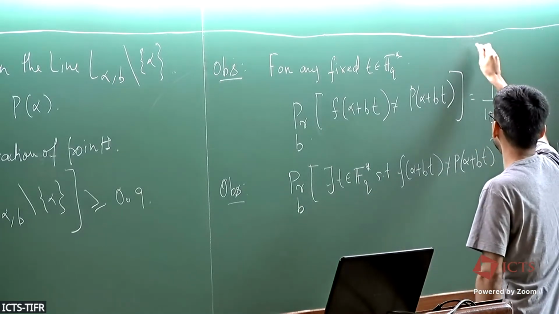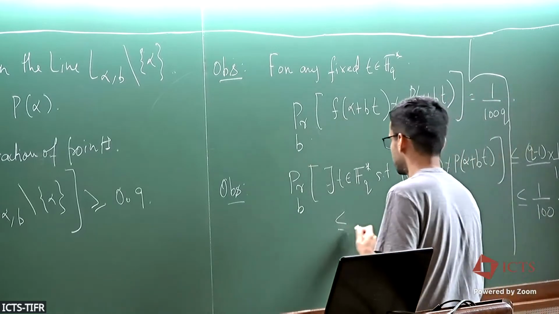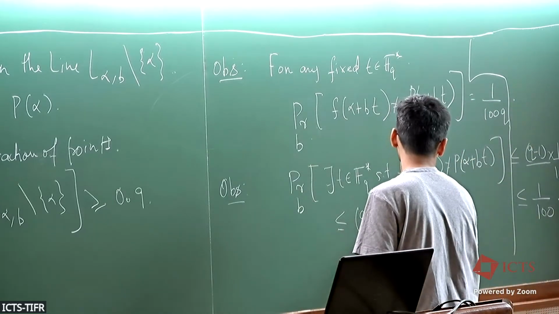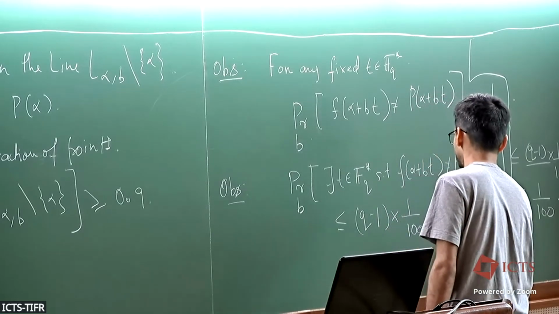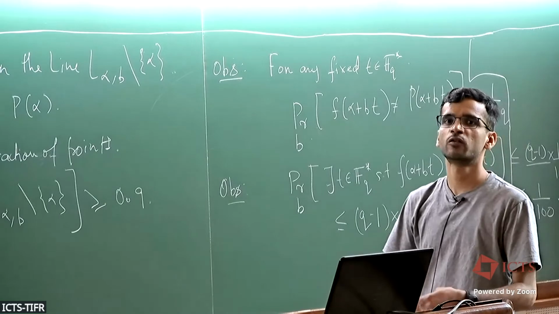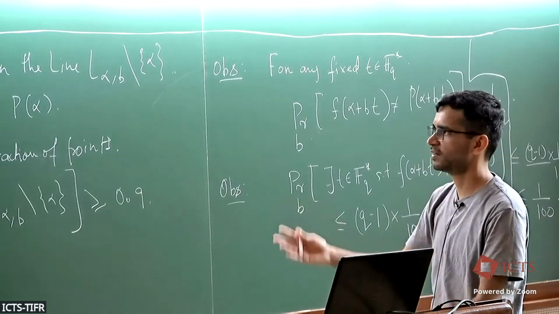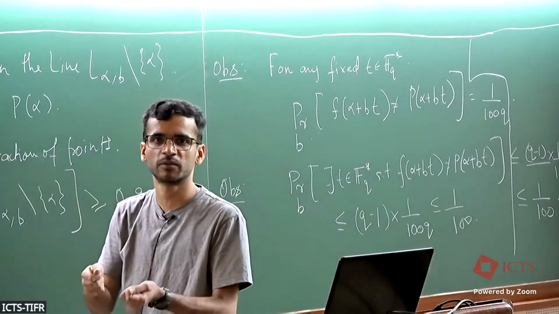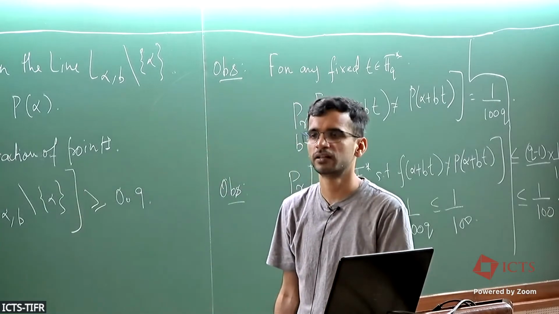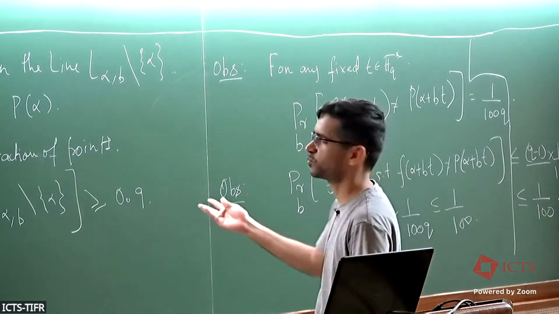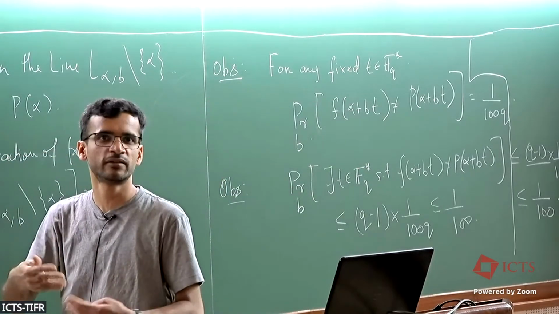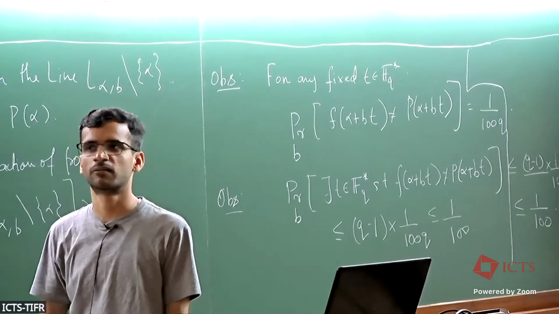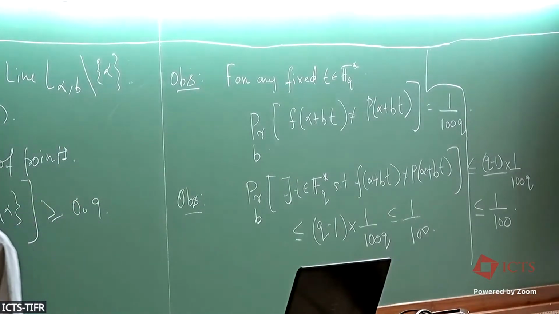So let me just write this part below. This is at most q minus 1 times 1 over 100q, which is at most 1 over 100. So the probability over the choice of B that P and F will agree everywhere on the line apart from the point alpha is at least 0.99. And we have noticed that if F and P agree on all these points, then we'll get the value of P of alpha correctly. Is the algorithm clear? Very simple algorithm.